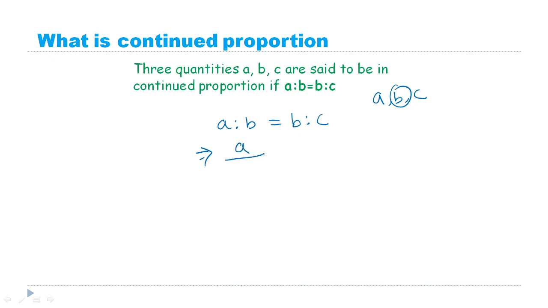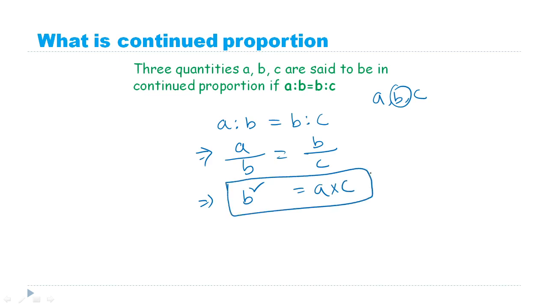Here you can notice we can write A by B, and also B by C, and if you do the cross multiplication you will get B and B, which is B squared, and A into C. So B square is equal to A into C. If this happens in the case of three given terms, we can say that these three given terms are in continued proportion. One more important thing will be discussed in the next slide.